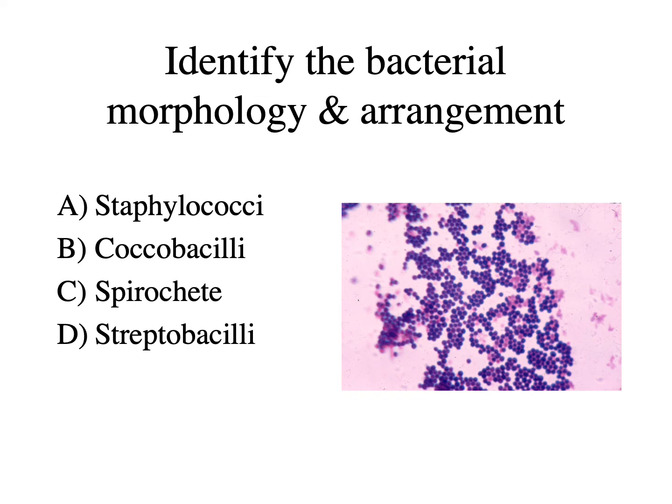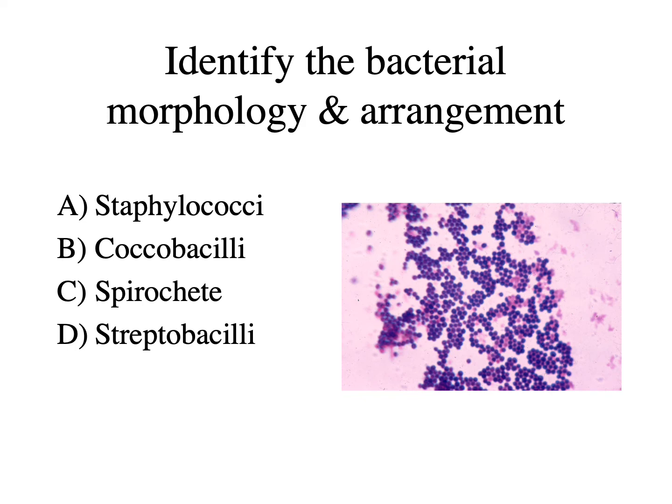Let's identify the bacterial morphology and arrangement of this slide. Is it A, Staphylococci, B, Coccobacilli, C, Spirochete, or D, Streptobacilli? First, you look at the shape. Is it round? Is it long? Is it a rod? Is it curly? It is round. So it is a cocci. It is spherical. It's a coccus.